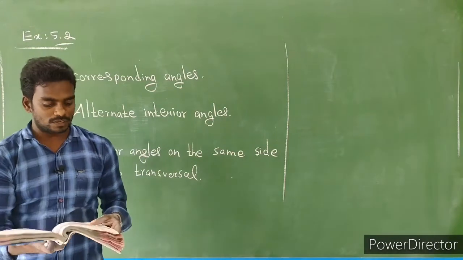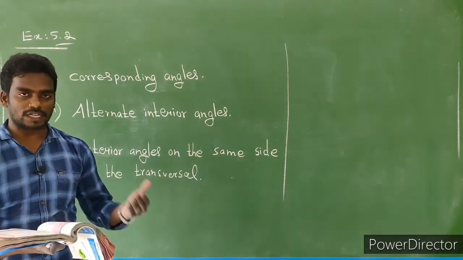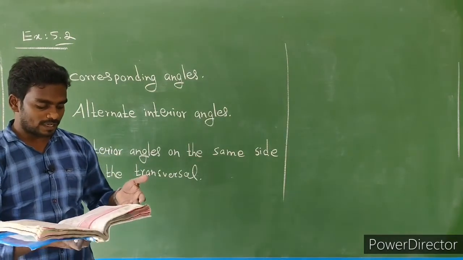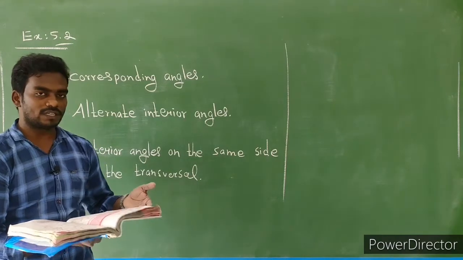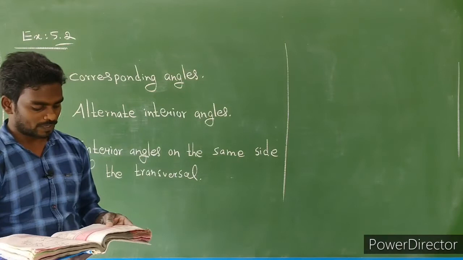Next, our second question. In the adjoining figure, identify the pair of corresponding angles, the pair of alternate interior angles, the alternate exterior angles, and fourth, vertically opposite angles. So the second pattern is your homework sums.